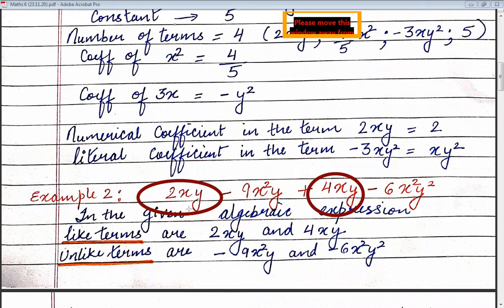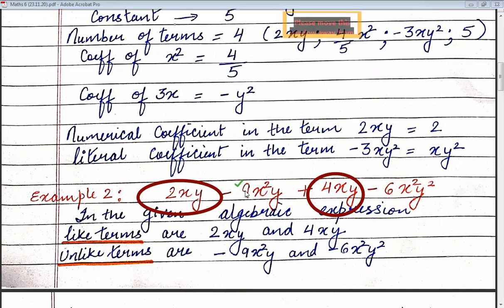So it means they are like terms. Which are like terms in this expression? 2xy and 4xy. And unlike terms are those terms in which the literal coefficients are not same.